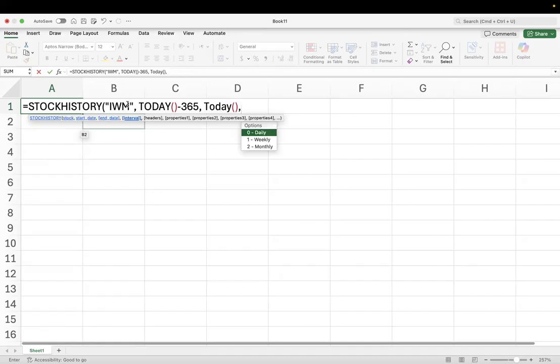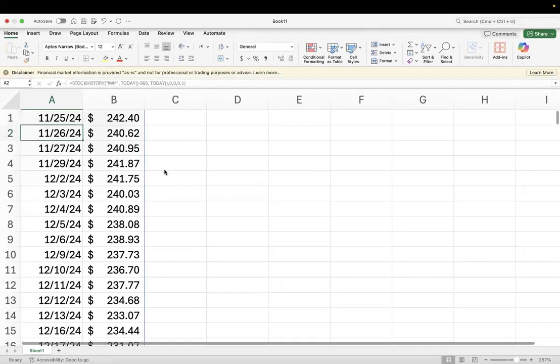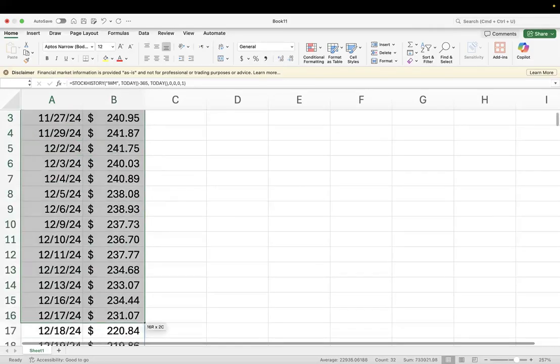And do I want it daily? Yes, I want it daily. Do I want header? No. Do I want dates? Sure, why not? Do I want close? Yes, end of the day prices. So this is how we can just download the data. It takes 1 second, but I got all the data. Now, this is all the data that I have, and that's a very good thing.